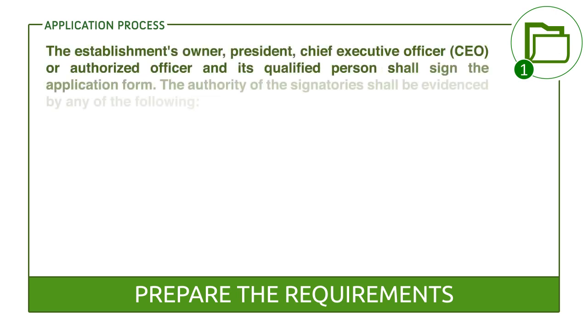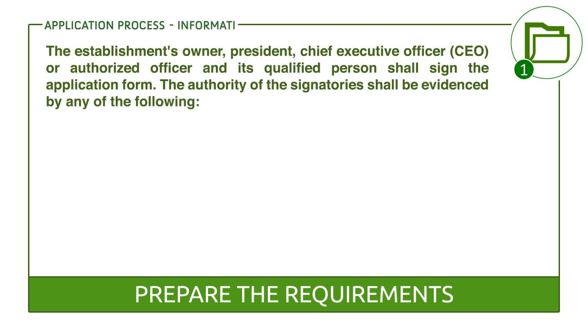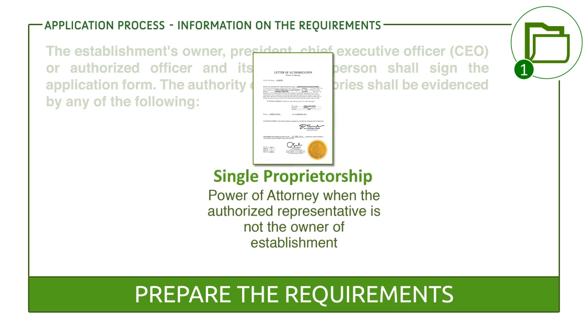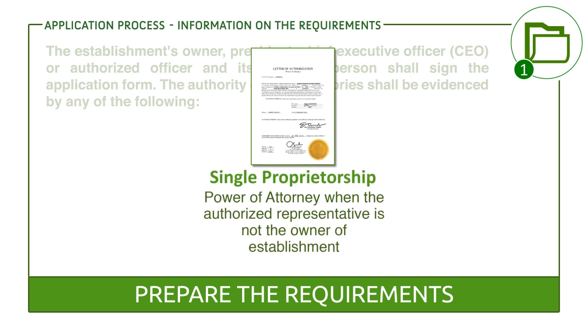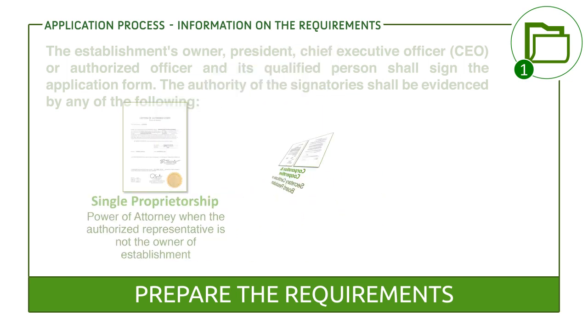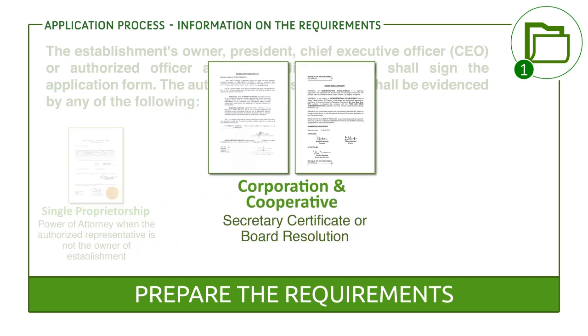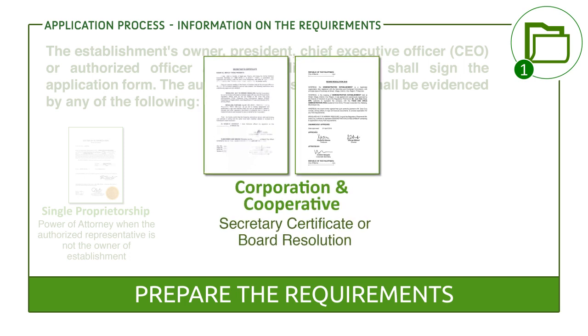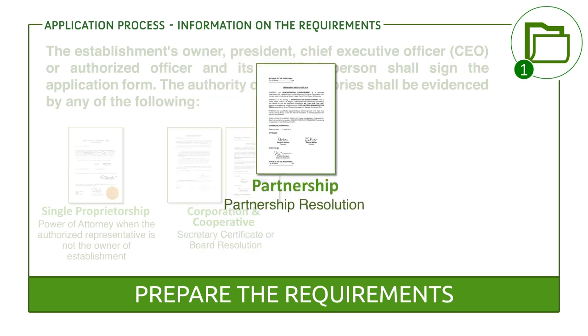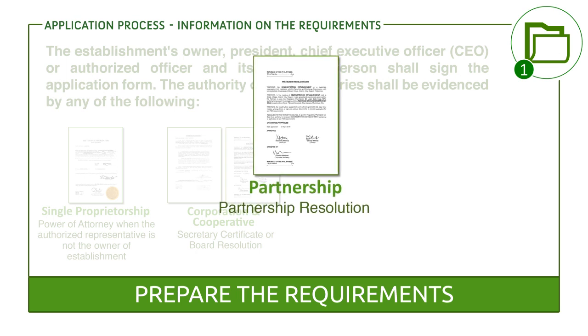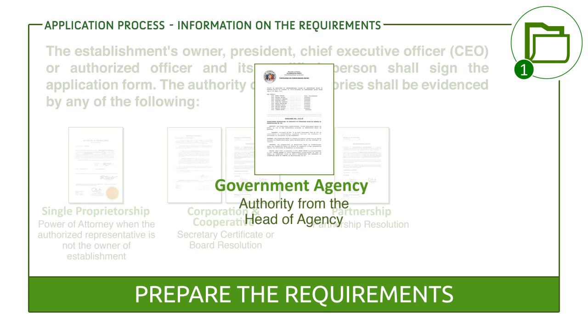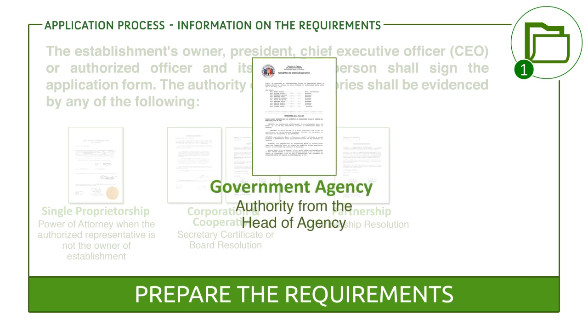The establishment's owner, president, chief executive officer, CEO, or authorized officer and its qualified person shall sign the application form. The authority of the signatories shall be evidenced by any of the following: for single proprietorship, power of attorney when the authorized representative is not the owner of the establishment. For corporation and cooperative, secretary certificate or board resolution. For partnership, partnership resolution. For government agency, authority from the head of agency.